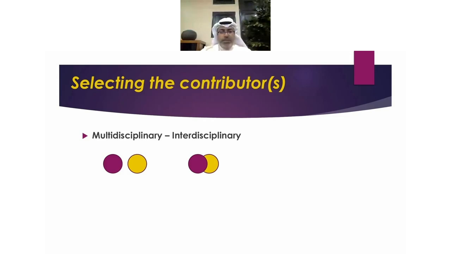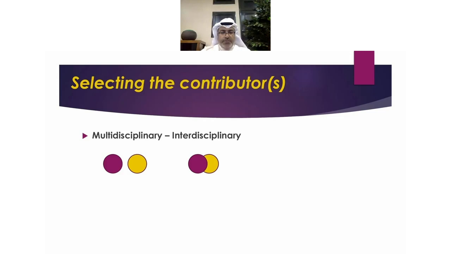Sometimes you need someone very close to your field, but slightly different. I'll give you an example. This is called interdisciplinary. If you are working on a physical experiment, but you need a theoretician also with a physics background, this will be another collaborator, but with a theoretical background. This is how to select the contributor.